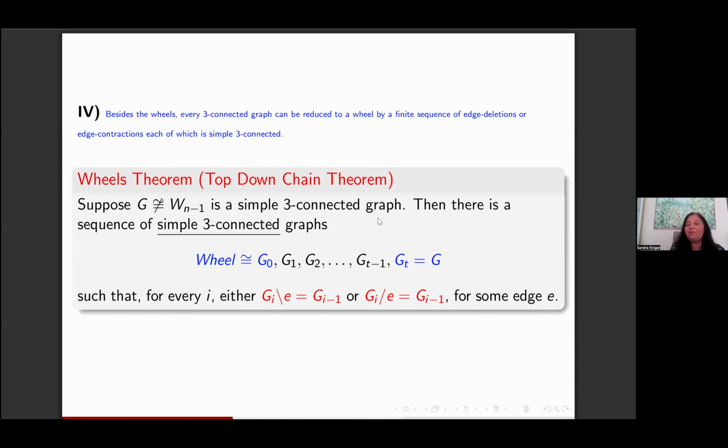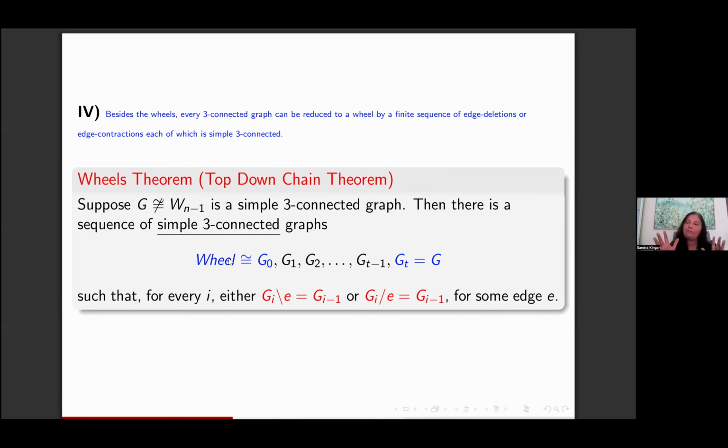All right, so the top-down chain theorem. Suppose G is not a wheel. Again, I have to exclude the wheels, as they are the only ones where this doesn't work. Then there is a sequence of simple 3-connected graphs, starting with G, where you can do deletion and contraction and get down to a wheel.